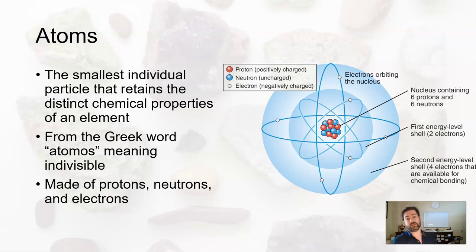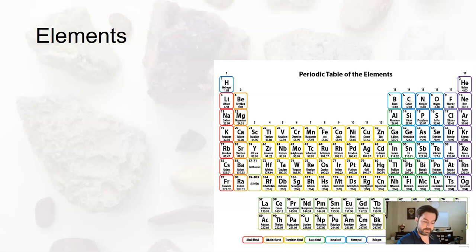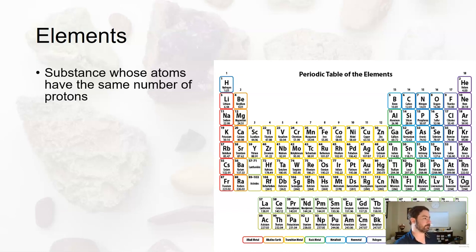So let's fast forward now to elements. This is a little bit of what we'll discuss moving forward in this unit. Not too much. Again, this isn't a chemistry class. I understand that. But you will hear about elements, and usually only a few of them are the more common ones that we find in minerals and rocks. So an element is a substance whose atoms have the same number of protons.